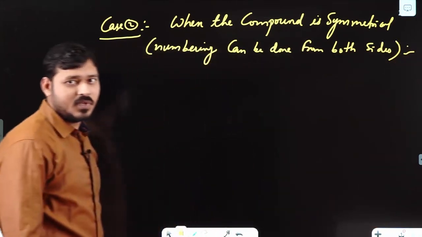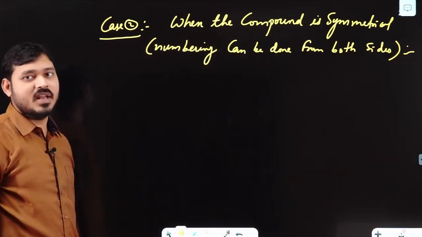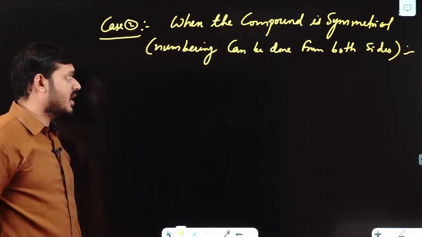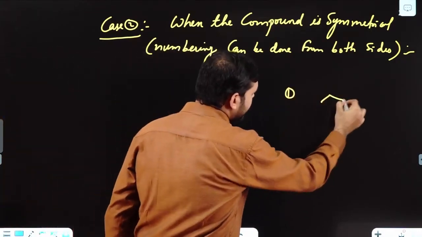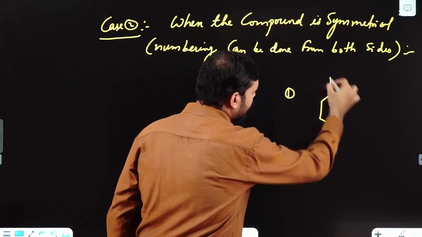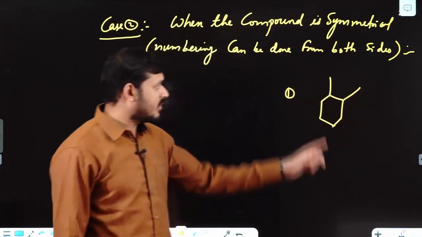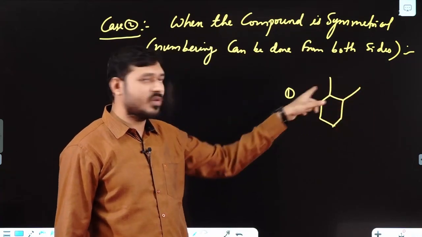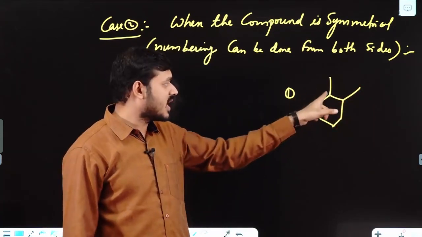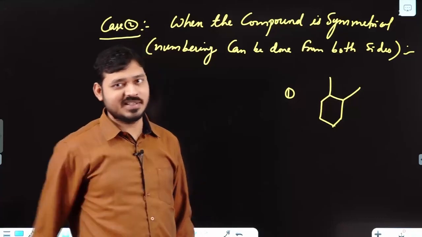Okay, now if you say how it can be done in open chain or how it can be done in ring, so let me give you 2 examples here. First example is, see, from here also 1,2-dimethyl cyclohexane, or from here also 1,2-dimethyl cyclohexane. So from this carbon or this carbon, and both are chiral centers, right?